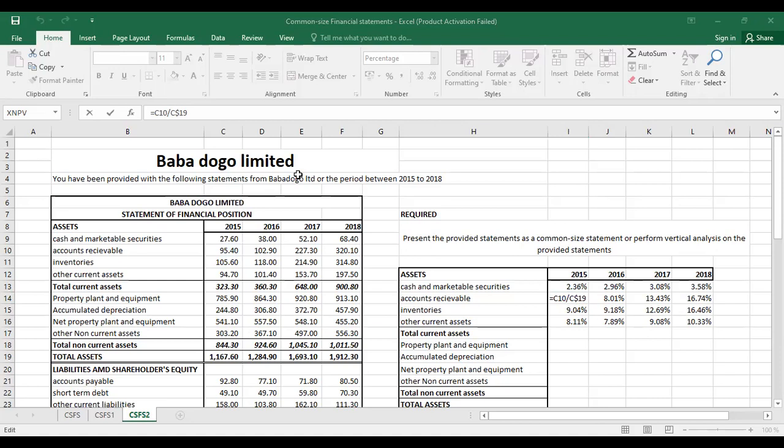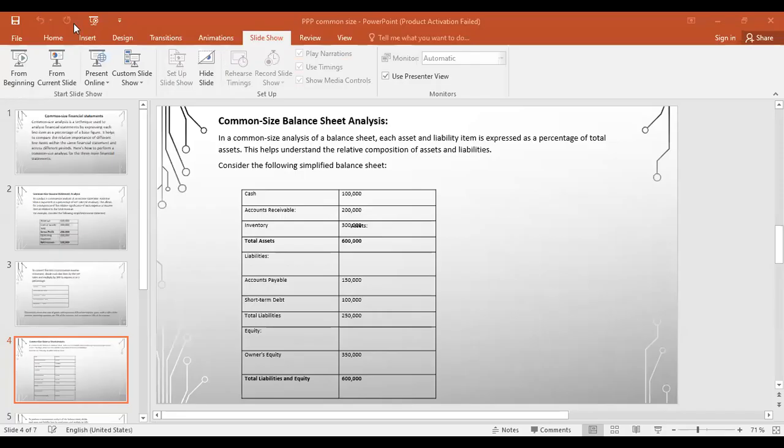Yes, we will use total assets. So we will just save that one here. Yeah, in a common size balance sheet, each asset and liability item is expressed as a percentage of total assets, isn't it? Okay, I was saying, as a percentage of total assets. That's why the C9 is on total assets, isn't it? We'll continue. So this one's a very small concept.